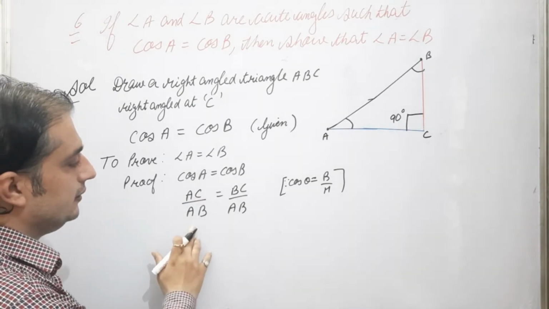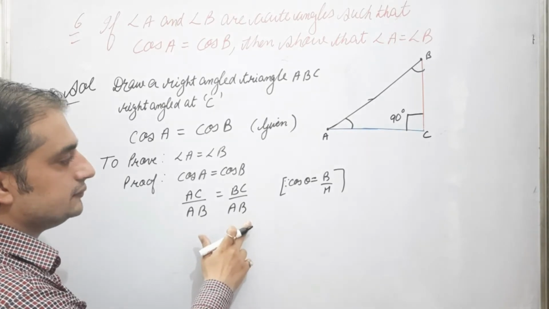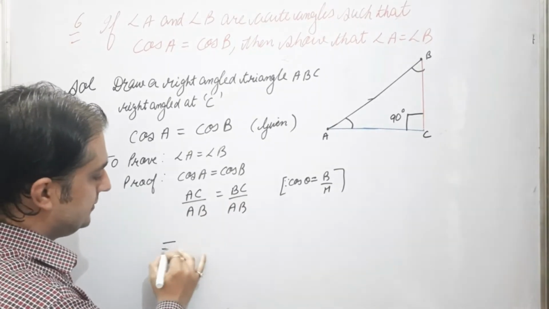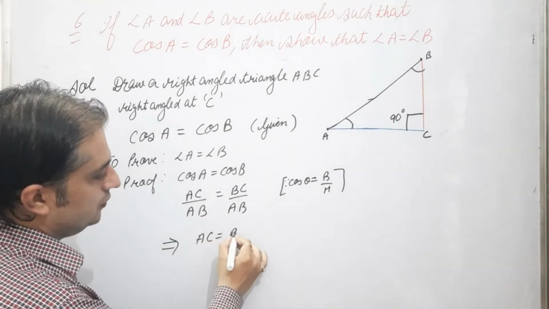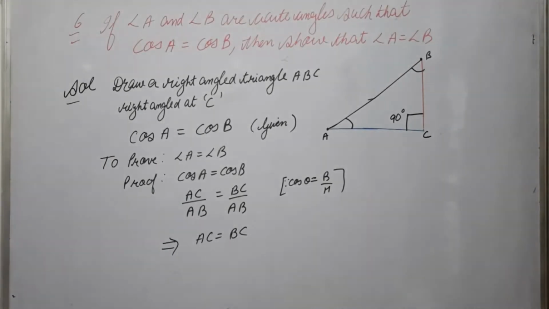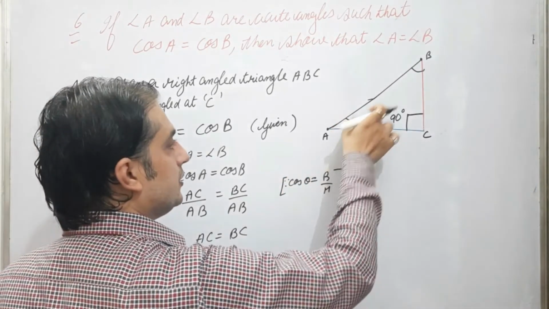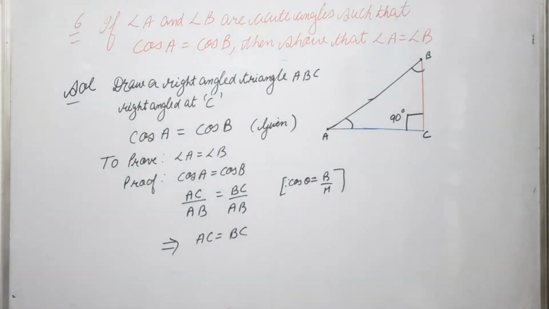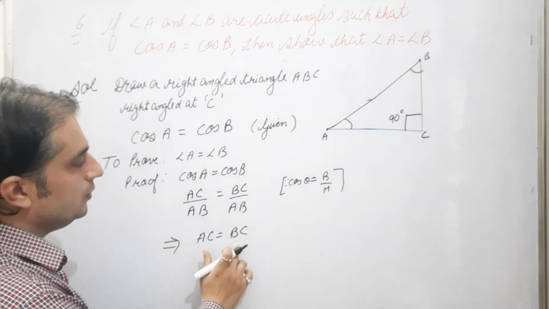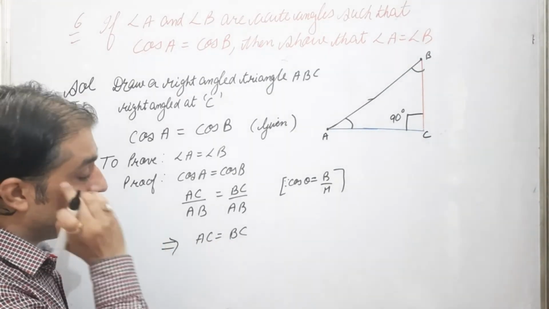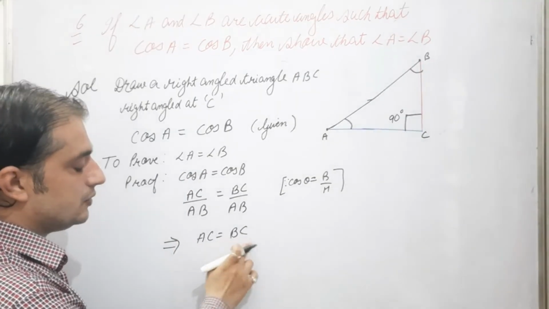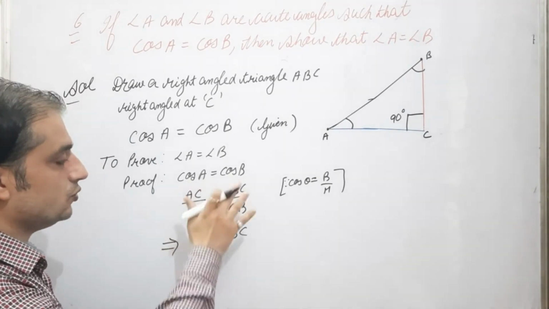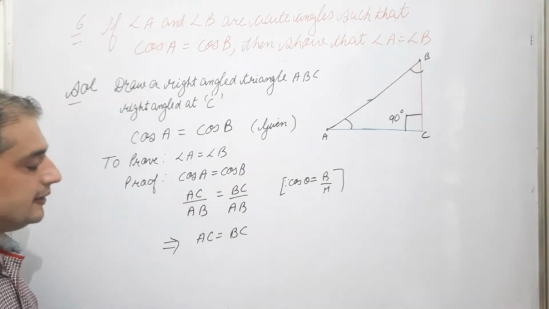Now see here, the denominators are equal, so the numerators are also equal. It implies AC is equal to BC. If the T ratios for these two angles are equal, it means the lengths of perpendicular and base are also equal. So AC is equal to BC, right? So these base and perpendicular in this case will both be equal, right? Only then will these T ratios both be equal in a right angle triangle.